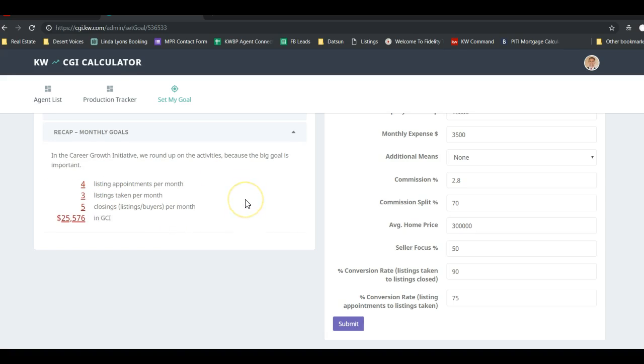To recap your goals here, 4 listing appointments per month gets you 3 listings taken. 5 closings with listings and buyers gets you your $25,000 in GCI. Is that pretty easy to understand? Yeah. Absolutely. So you think you can take 4 listing appointments a month? Absolutely. That'll really result in 5 closings a month and $25,000 in GCI and your $200,000 net profit.